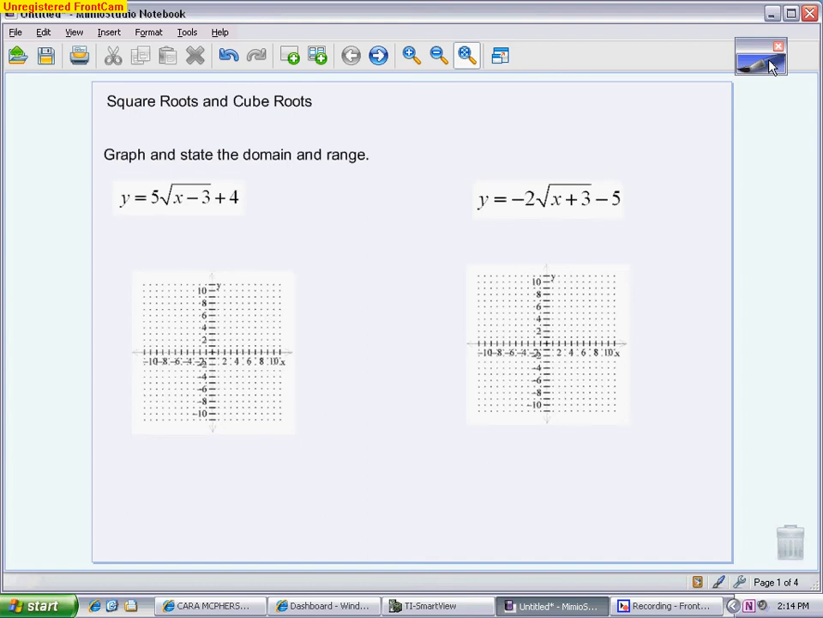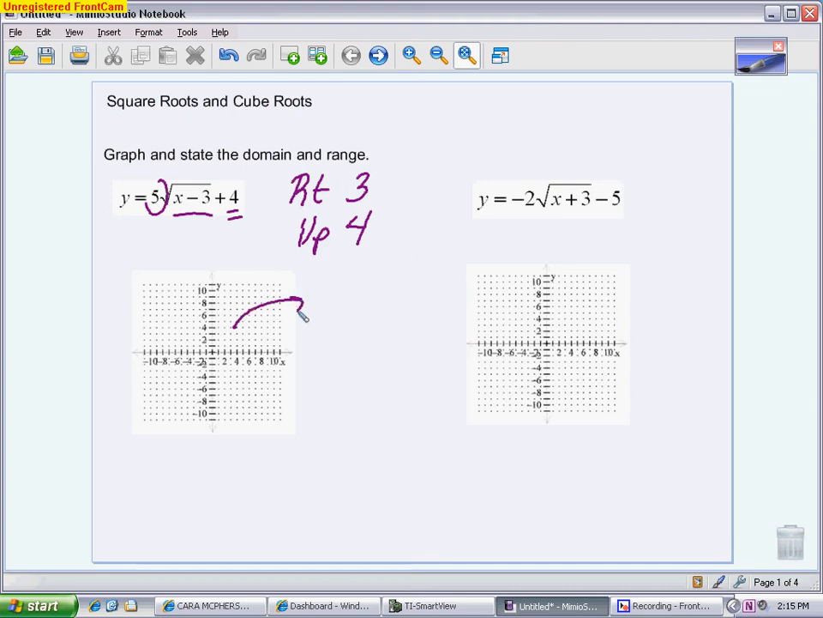For the first one, we have 5 times the square root of x minus 3, plus 4. The first thing I want to do is write down what shifting is happening. Because you have a minus 3 under the radical, this is going to go to the right 3. Because you have a 4 on the outside, it's going to move up 4. When I go to graph it, I'm going to move to the right 3 and up 4 and put a point, the starting point of the square root graph. Because it has a positive number in front of the square root, it's going to arch up. And that is the main part of my graph.